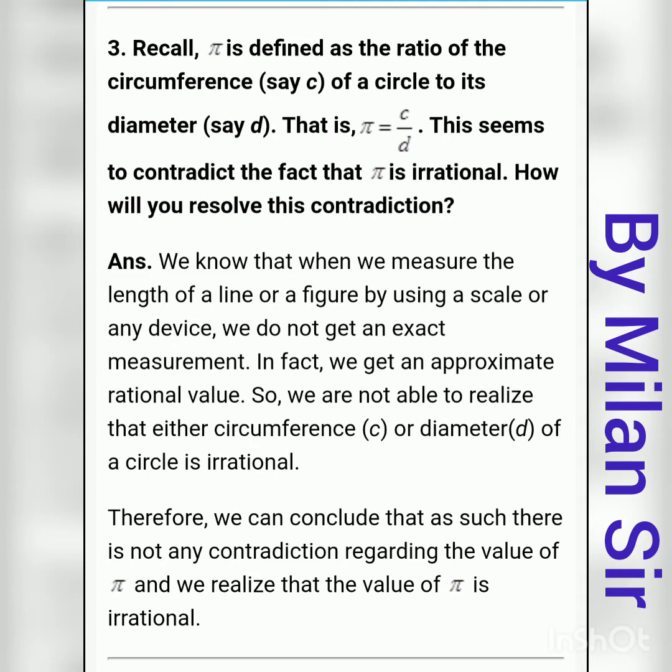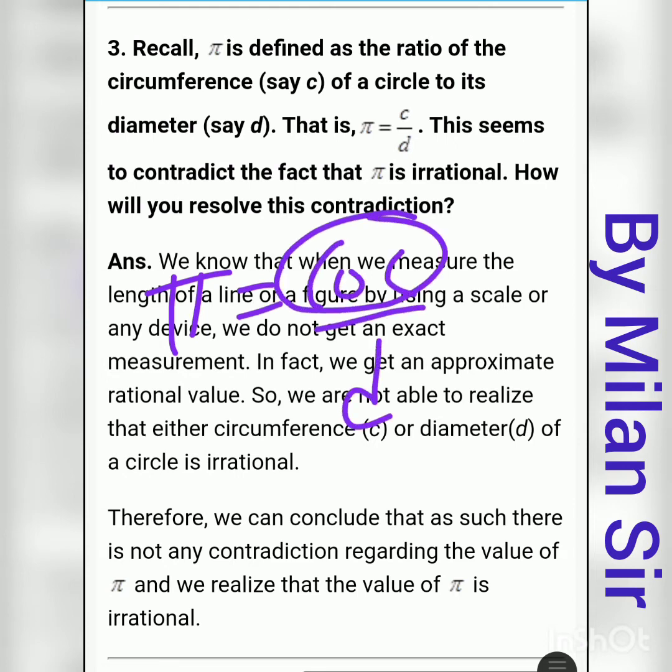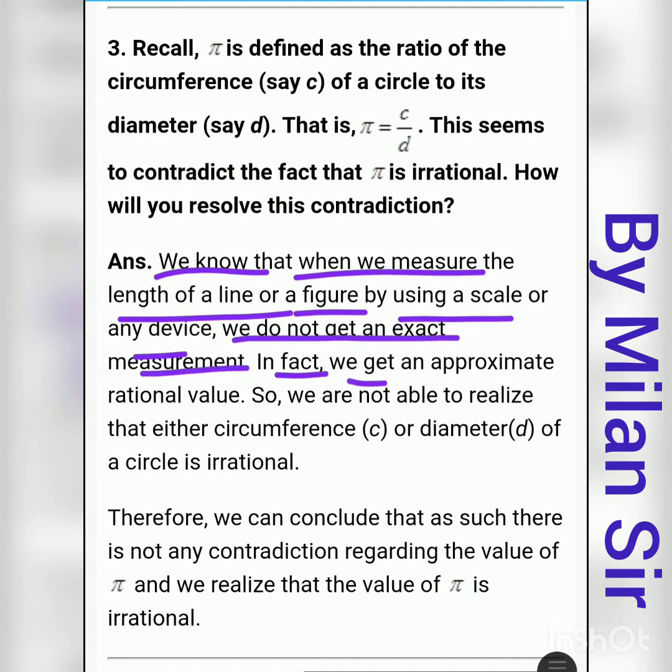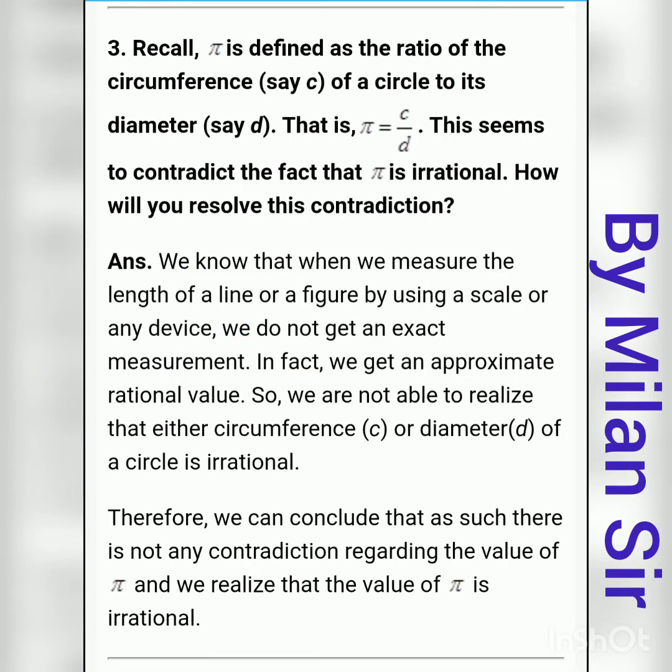So in the formula of pi, circumference by d, we need to measure both the circumference and the diameter by a scale, but with a scale we cannot get the exact measurement. Here it is written that when we measure the length of a line or a figure using a scale or any other device, we do not get the exact measurement. In fact, we get an approximate rational value, right? So we are not able to realize whether the circumference or the diameter of the circle is irrational. We cannot say that it is rational or irrational.